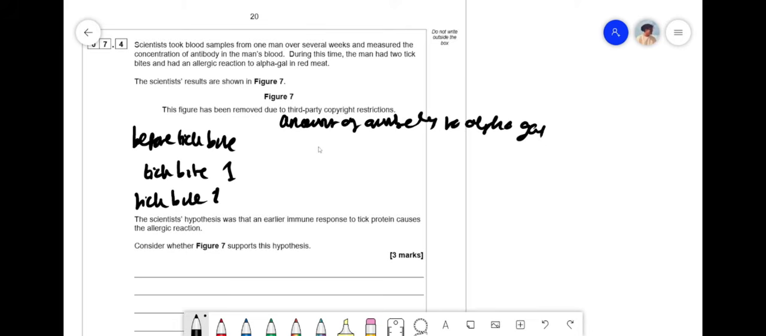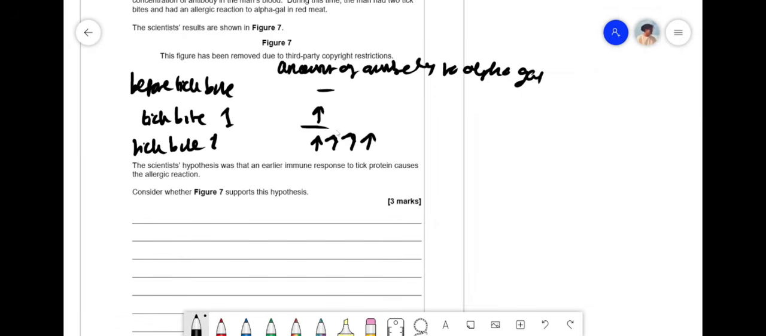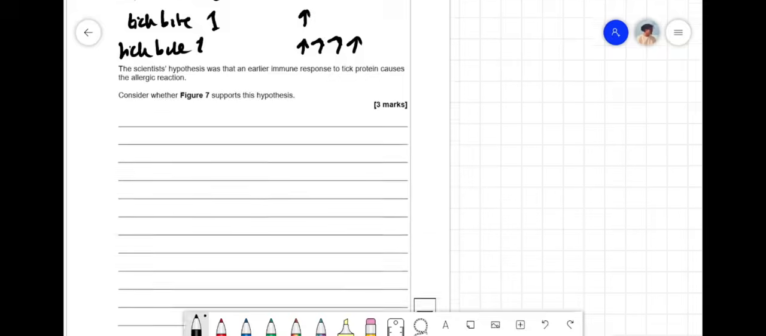So this question might have been something like, before there was 0, then after a tick bite there was 1, and then after a second tick bite there was loads. In this case, what you would say is something along the lines of, the first exposure leads to an increase in antibodies, and as that immune response undergoes, some of the helper T cells and the B cells go on to form memory cells, and once you're exposed to that thing again, they release more antibodies in a faster time frame and at a more aggressive rate, leading to an increase. I don't know what this question would have asked. Sorry, lads, but I feel like it was something along those lines.